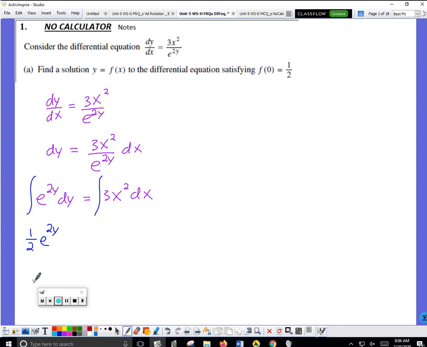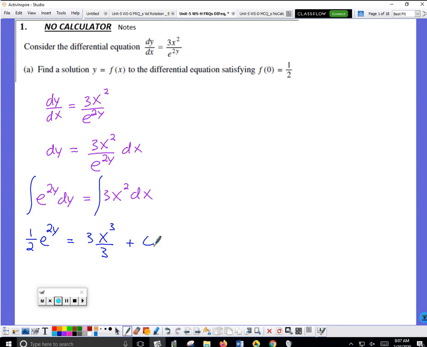Cool. The right side over here, 3 is a multiplying constant. The antiderivative of x squared is x cubed over 3. And now we just remind ourselves that, yeah, we got to have a constant somewhere, so just throw one on. So, question?